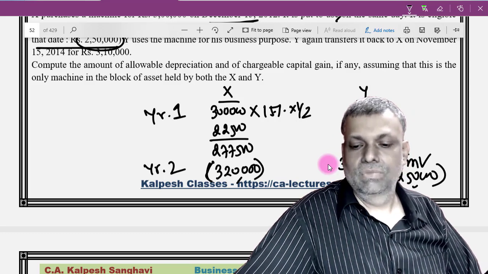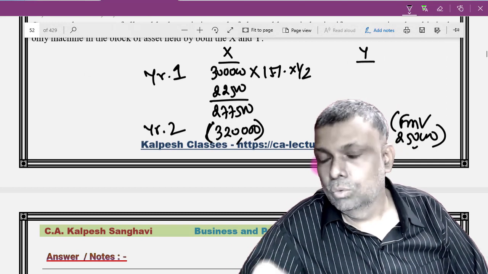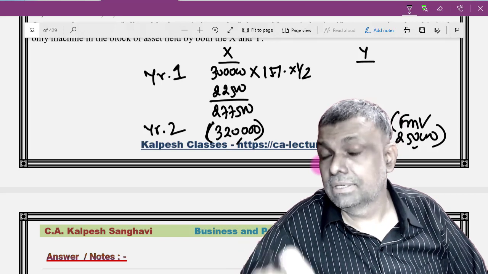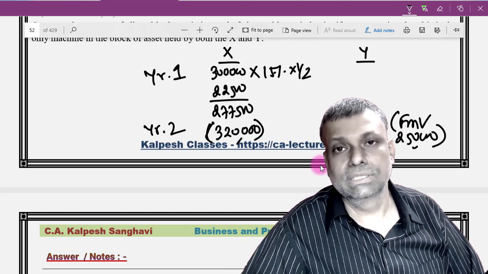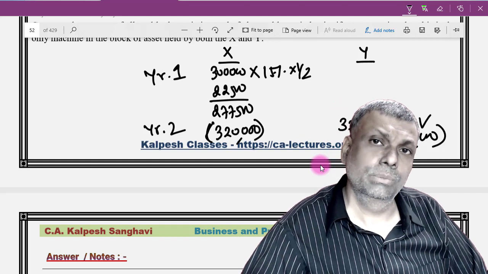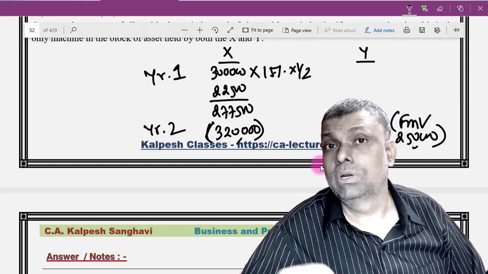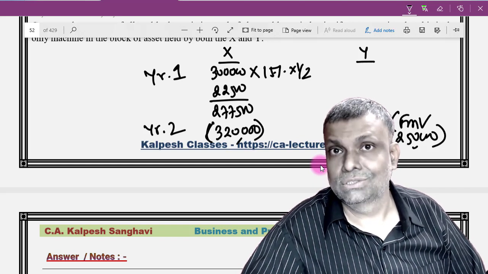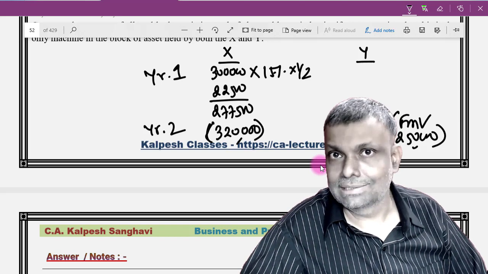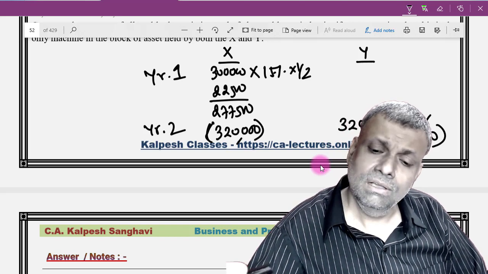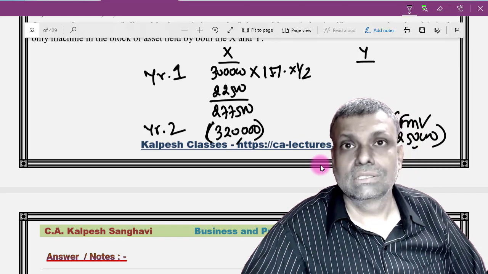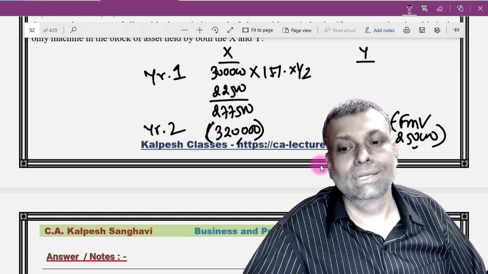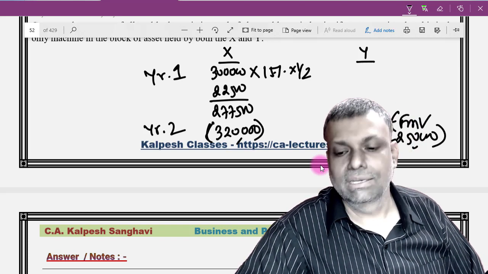Now comes the real application: you have purchased a second-hand asset, because now you have to think from Mr. Y's point of view. You have purchased a second-hand asset for 3,20,000 rupees, but the market value is only 2,50,000 rupees. So it is possible that you have overinflated the costs, so that you can claim depreciation on the higher costs and reduce your tax liability. In such a situation, the explanation can come into picture, and instead of your actual cost of 3,20,000, fair market value can be taken as the cost.